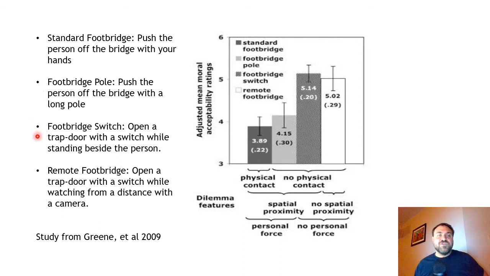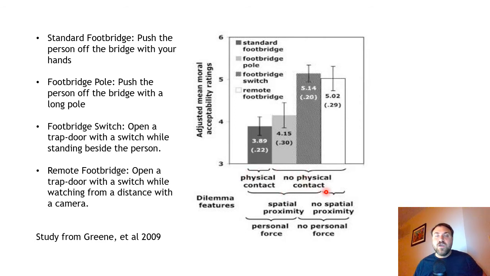Okay, the Footbridge switch case is where you open a trap door by using a switch while you're standing beside the person. Okay, and then the remote Footbridge is where you would open a trap door with a switch while watching from a distance over a camera. Right. And you'll see that this is the way that each of those cases were subjectively evaluated by people answering these questions. You'll notice there's some real differences in what people tend to be morally comfortable with. It doesn't seem like physical contact is really the thing that makes the biggest difference to people.